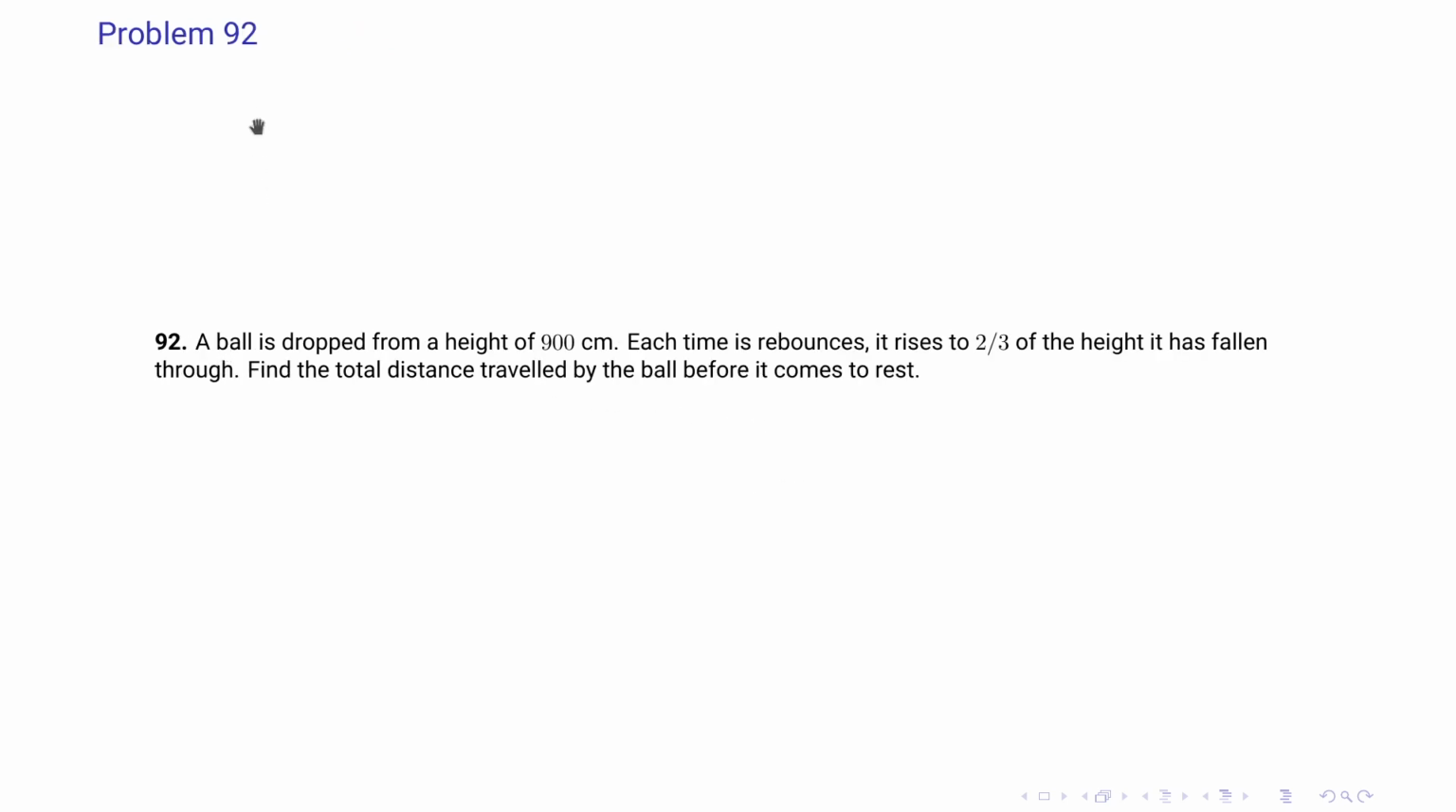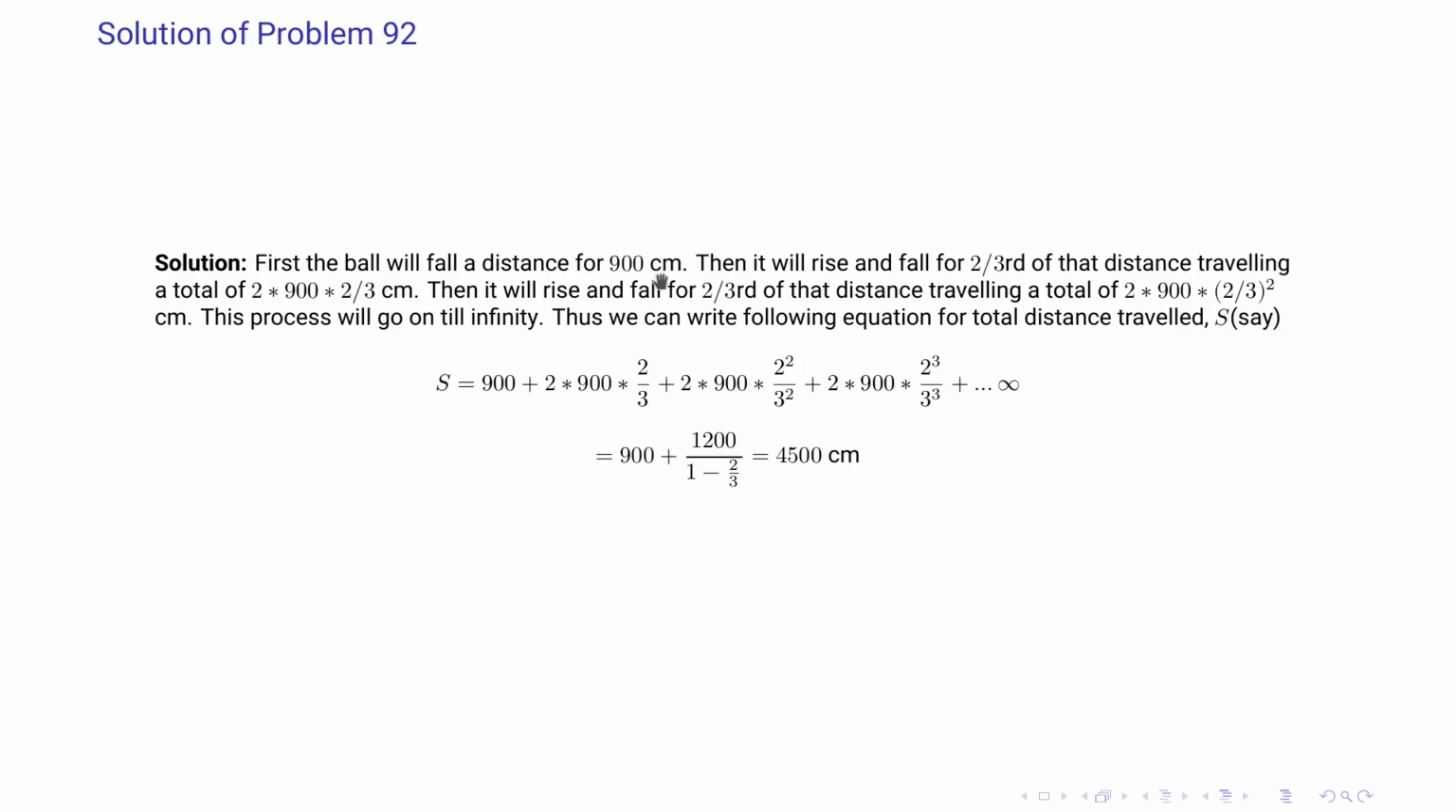Problem number 92 says that a ball is dropped from a height of 900 centimeters. Each time it rebounds, it rises to two-thirds of the height it has fallen through. Find the total distance traveled by the ball before it comes to rest. So first the ball will fall 900 centimeters, then it will rise two-thirds of that distance, and then it will again fall two-thirds of that.